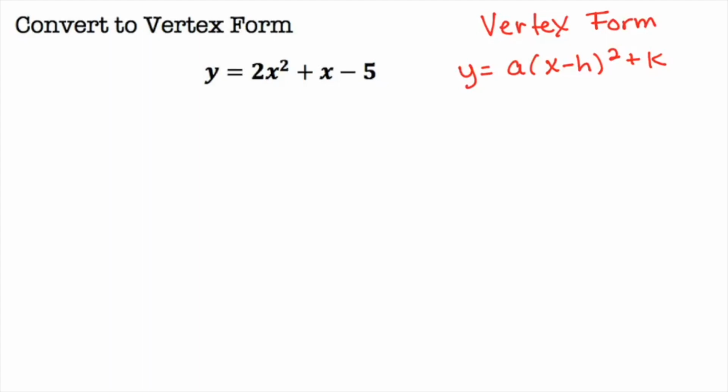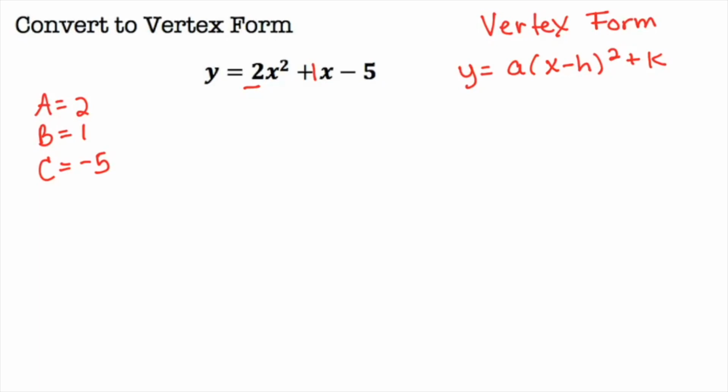All right, so remember from the previous slide, we have our vertex form, which is y equals a parentheses x minus h squared plus k. So first thing you have to do is identify your a, b, and c of your problem. So we know a is 2, b is 1, and c is negative 5.